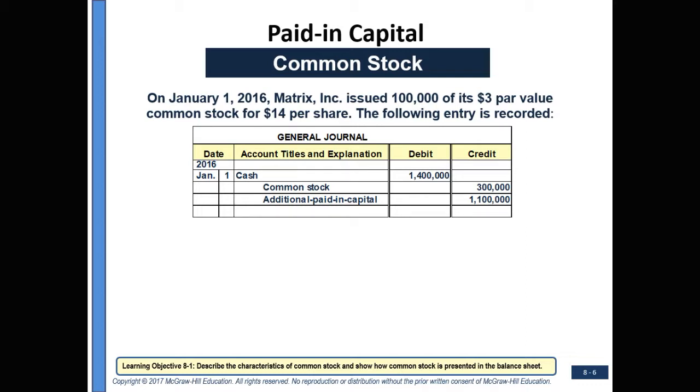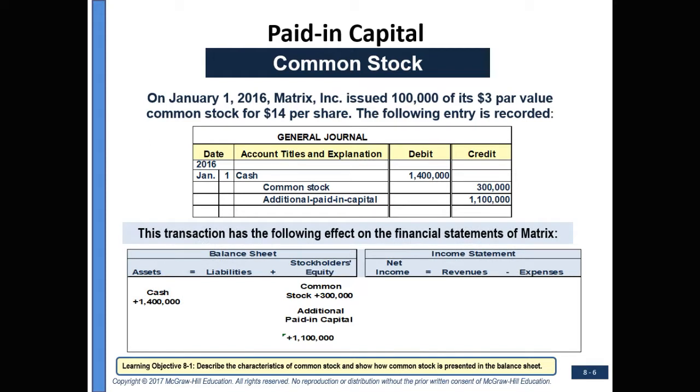Common stock is then credited for the par value of those shares. So that's 100,000 shares times $3 or $300,000. And then the difference, the $11 more per share that we received over par value times 100,000 gives us $1.1 million of paid-in capital that we will credit. Our assets increase and our stockholders' equity increase both by 1.4 million on the horizontal model.